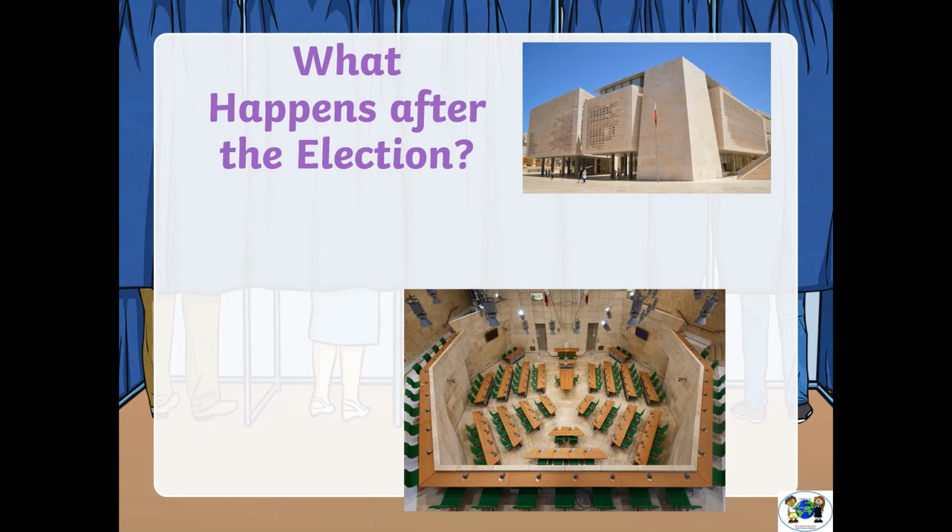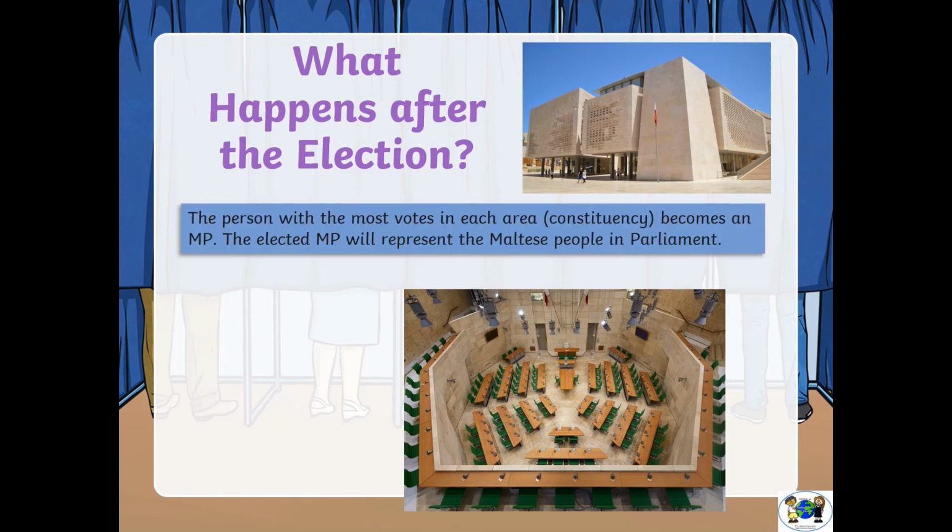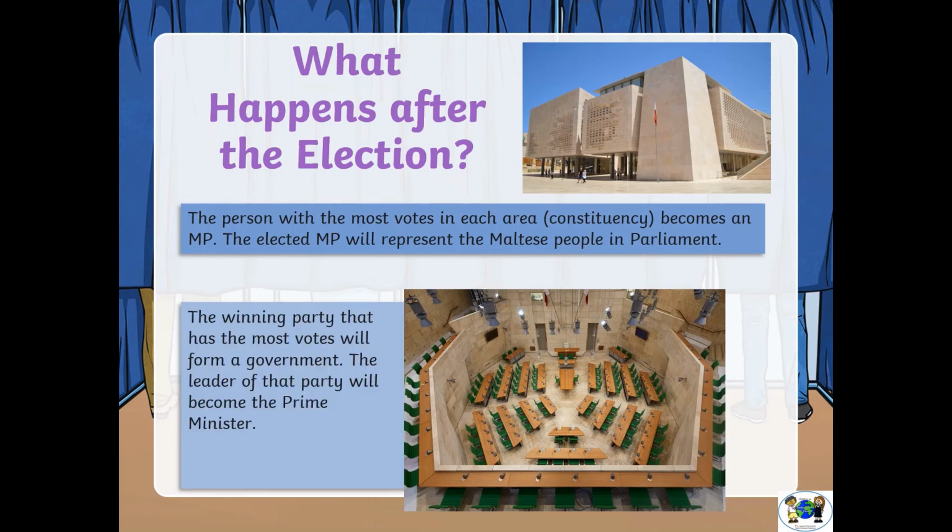What happens after the election? The person with the most votes in each area, constituency, becomes an MP. The elected MP will represent the Maltese people in Parliament. The winning party that has the most votes will form a government. The leader of that party will become the Prime Minister.